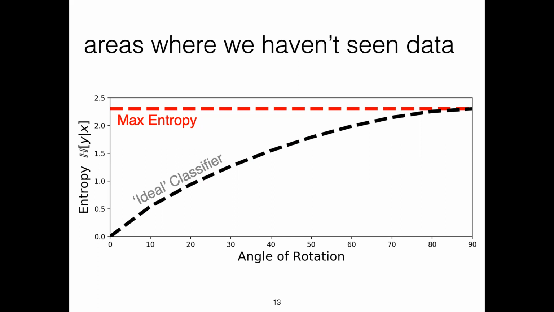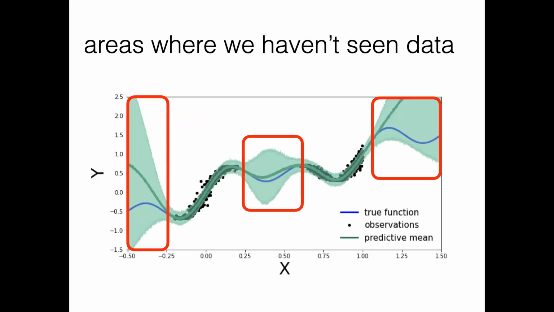You can think about this angle of rotation as akin to starting here and then moving more and more and more to this space. That's essentially what we're doing when we add this gradual corruption.